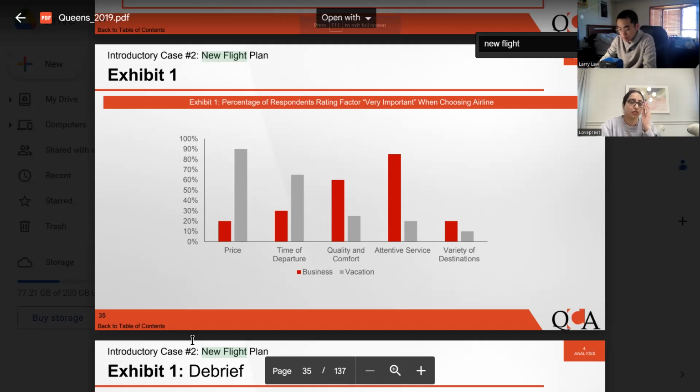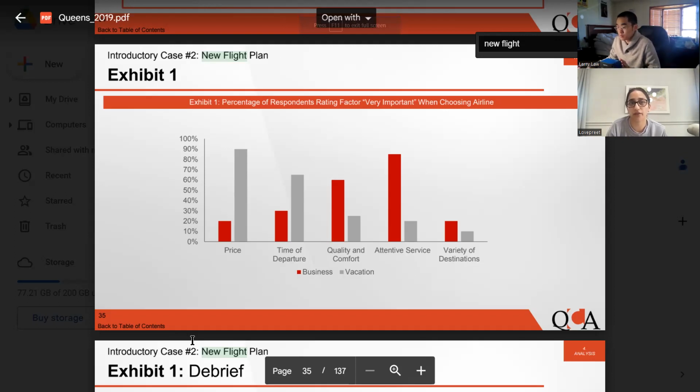Based on that, we see that individuals who are traveling for business seem to rate attentive service at a little bit more than 80%. The second would be quality of the airline and comfort as their two primary elements, and they seem to rate variety of destinations as the least important factor when choosing an airline. Whereas the individuals that are flying for vacation seem to list price as their most important factor at close to 90%. The second factor that's important for them is time of departure at a little bit more than 65%. And for them also, the least important factor is the variety of destinations.